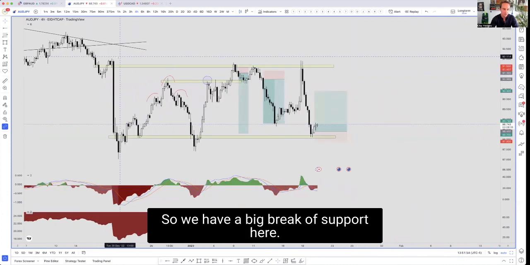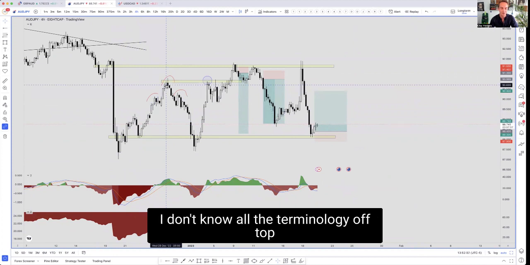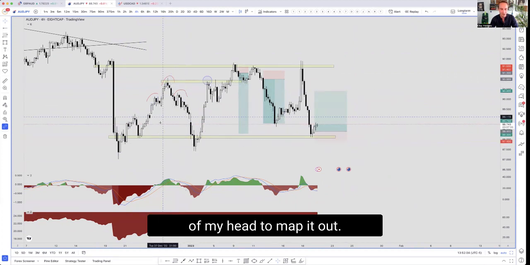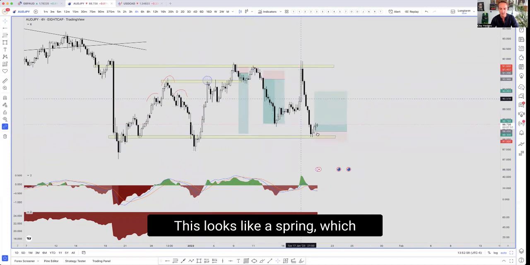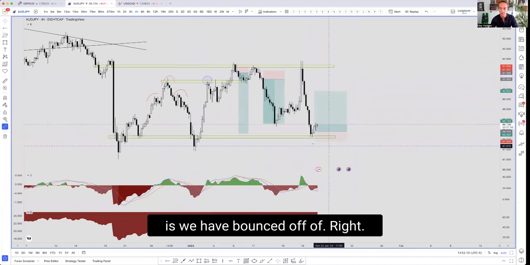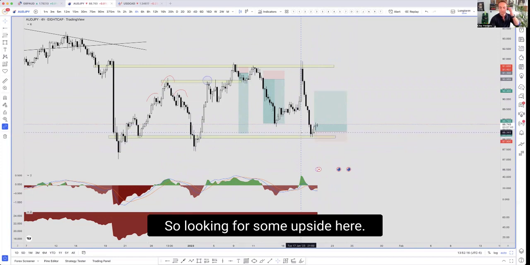So we have a big break of support here, and a big automatic rally is what it's called. I don't know all the terminology off the top of my head to map it out, but you can see this is a test of the support. And this looks like a spring, which is where we have bounced off of, right? So our entry was at 88.4 this morning. So looking for some upside here.